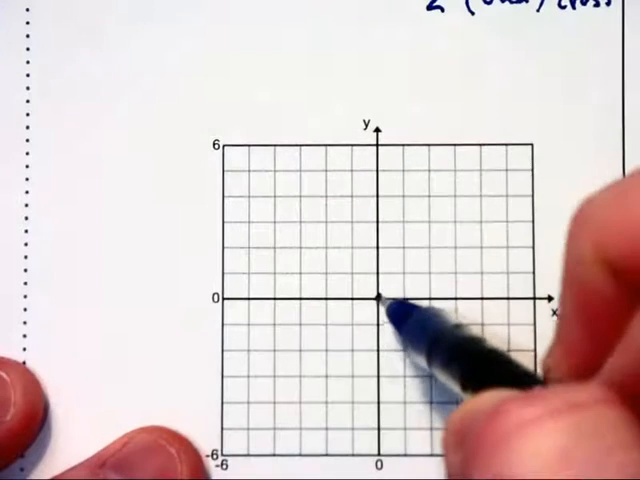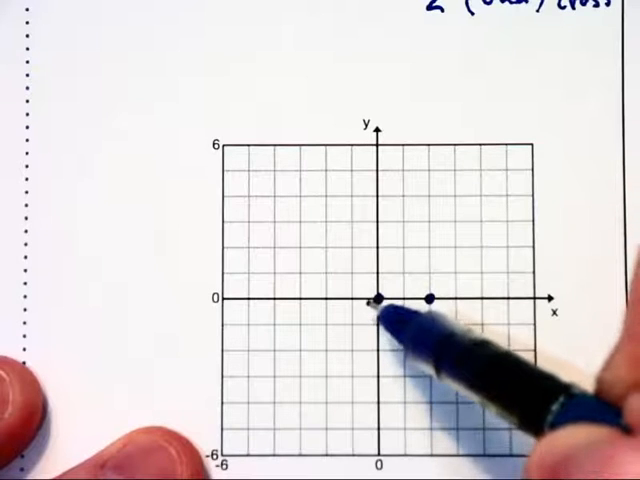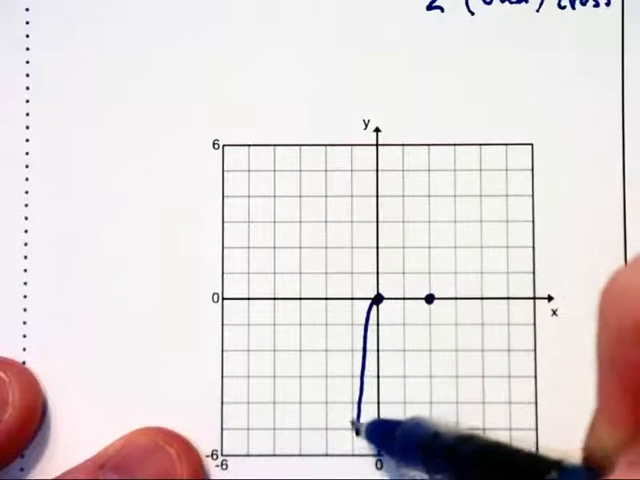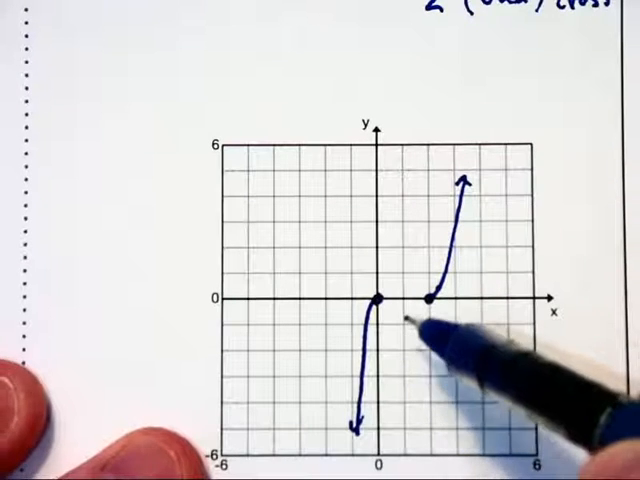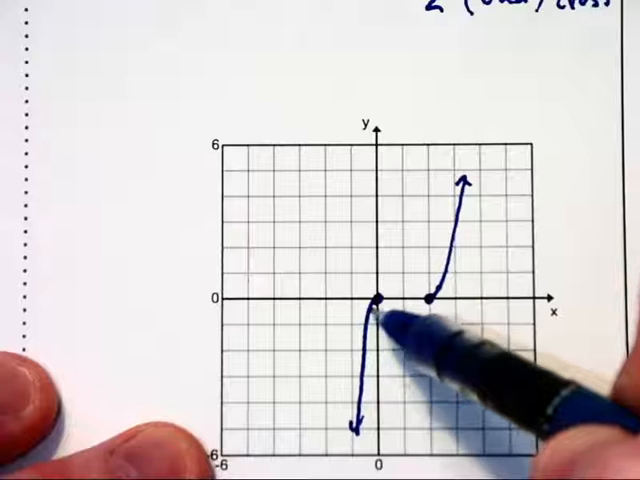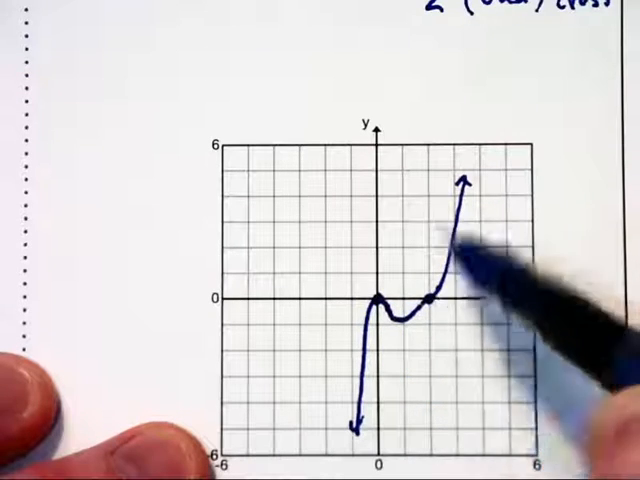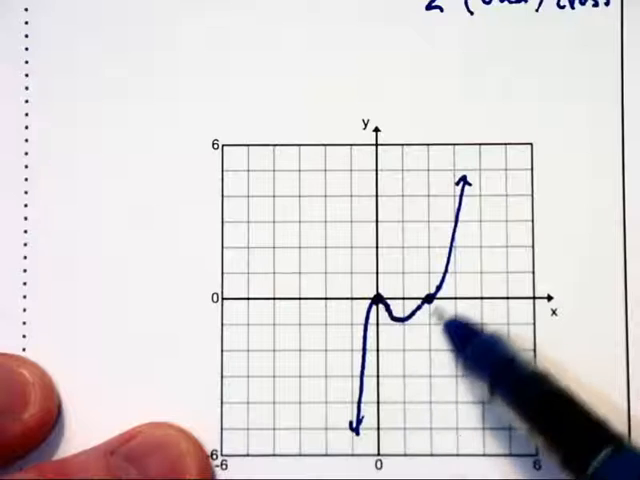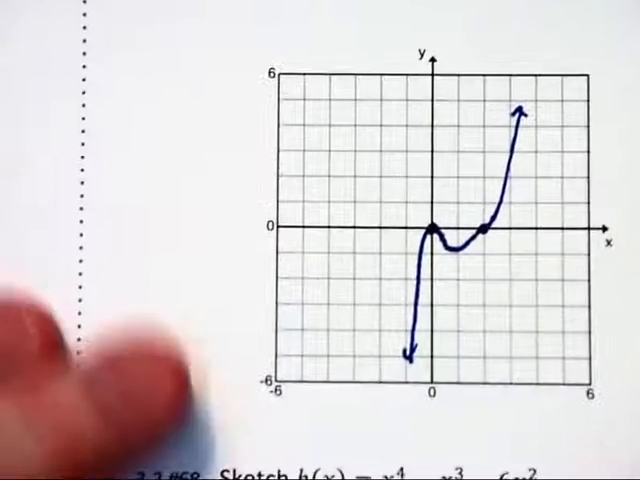Now let's put all these things together here. 0 and 2 will be my x-intercepts. I know the graph is going to go down, down, down on the left, and it's going to go up, up, up on the right. And in the middle here, it's going to touch and turn around, and then it's going to go back up. Now the question is, we don't know how far down that goes, and so that would be something we'd have to use an XY chart on.